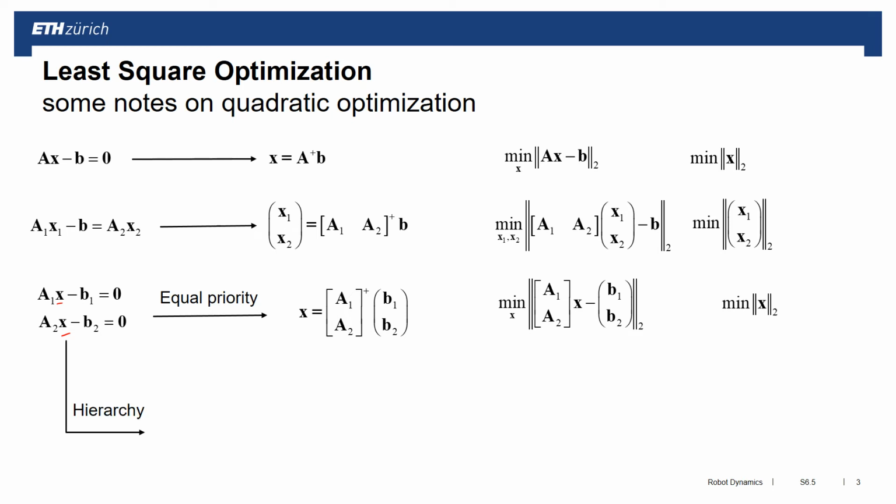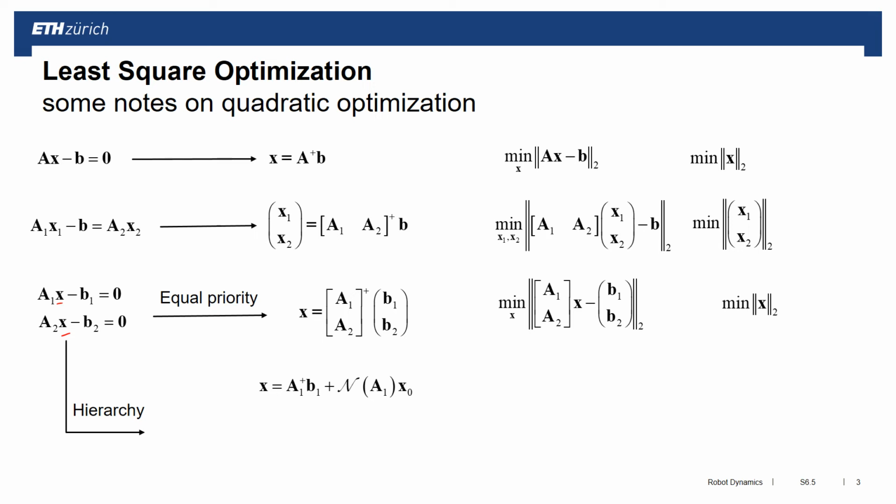Or we can do it in a hierarchical fashion. So we say we have to ensure the first constraint holds no matter what, and the second constraint has to be fulfilled as well as possible, as long as the first one is not violated.